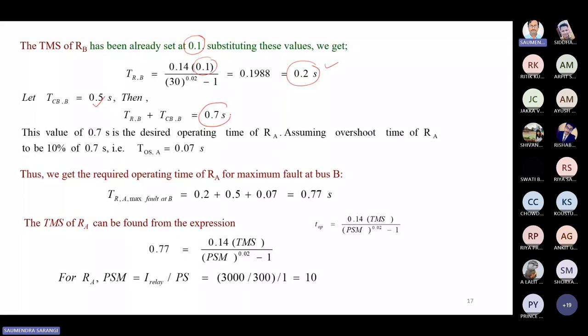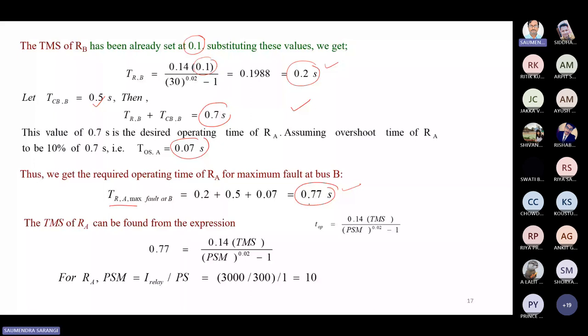The total operating time for A is nothing but equal to this one. So array ko agar operate karna hai to basically iske baad hi operate karna padega, isse pehle to wo operate kiya to coordination nahi ho payega. Okay, so we are setting this relay RB should operate first, after that A should operate, but what is the minimum time of operation for this A? This is nothing but 0.77.